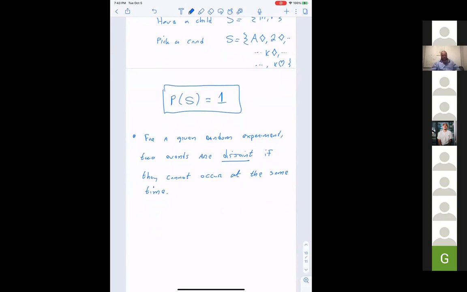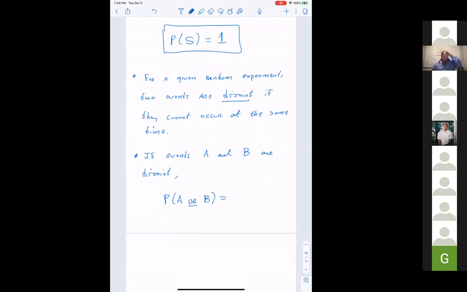Give me an example of two events, of two situations that cannot occur simultaneously. Flipping one coin and getting both heads and tails. That's a great example. So, if events A and B are disjoint, then what is the probability of A or B occurring? What is the likelihood that A or B occurs?